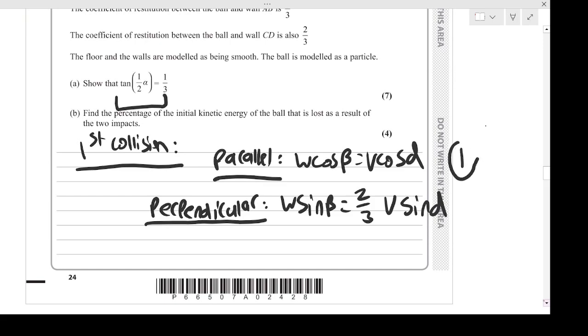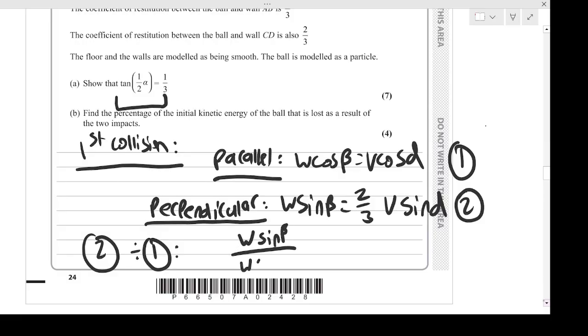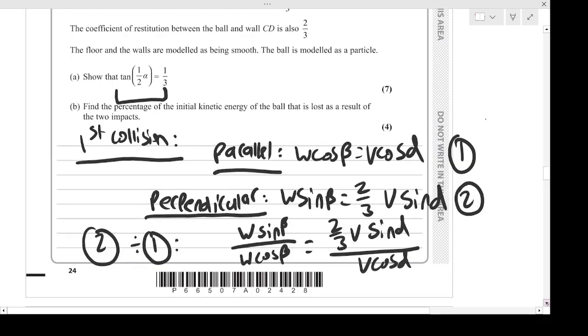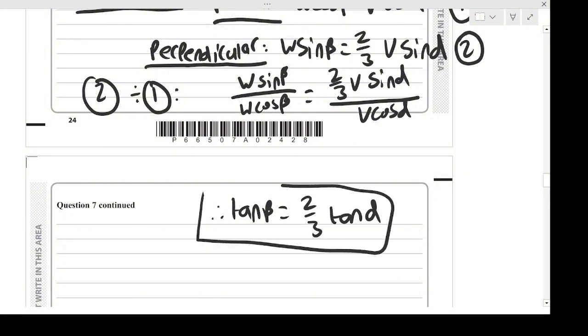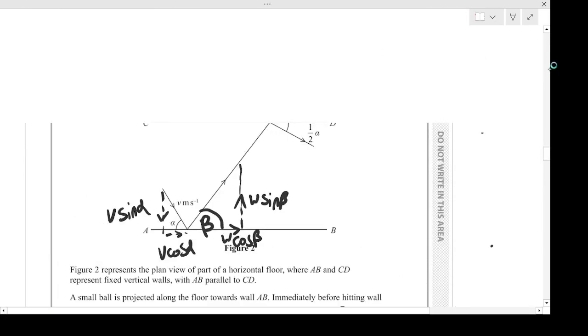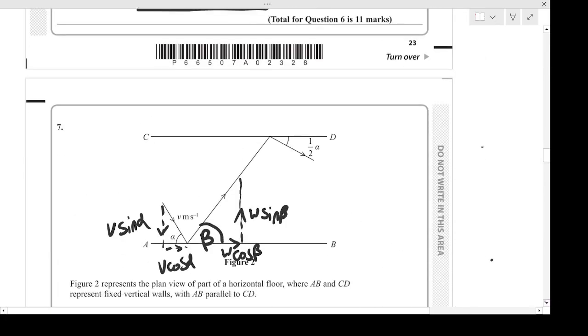So if I call this equation 1 and 2, I'm going to want to divide the second one by the first one, because then that's going to get me tan, because I will get W sine beta over W cos beta to be 2/3 V sine alpha over V cos alpha. And so then I get tan, because sine over cos is tan. So therefore we get tan beta to be 2/3 lots of tan alpha. And that's my equation there. Okay, then I'm going to proceed to consider the next collision, which is going to happen here with the wall CD.